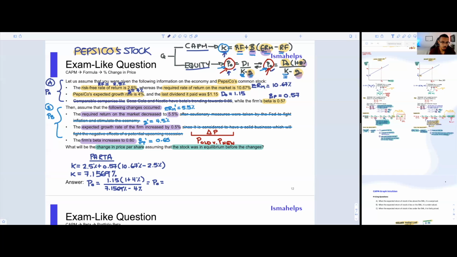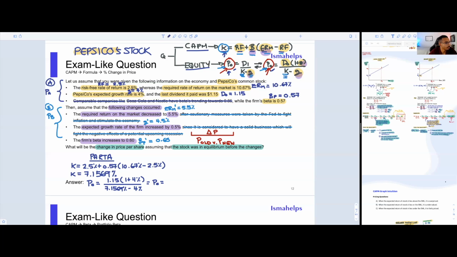Over 0.071569 minus 0.04. So we're going to have 1.15 times 1.04 divided by 0.071569 minus 0.04. Like this, at least you could tell me if I made an error. We should be okay. And that should give us the price of our stock. I feel like we are good.